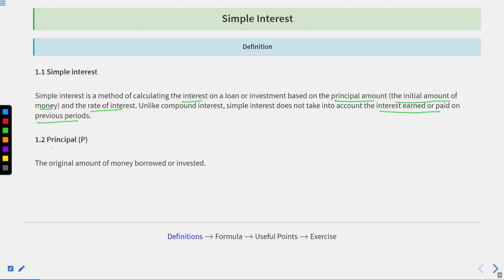So what is the principal amount? The original amount of money borrowed or invested. Suppose you take a loan of 1 lakh rupees, so it is your principal amount. And the amount that you are going to pay back will be 1 lakh plus the interest. So that will be the amount to be paid, and the principal will be 1 lakh rupees.